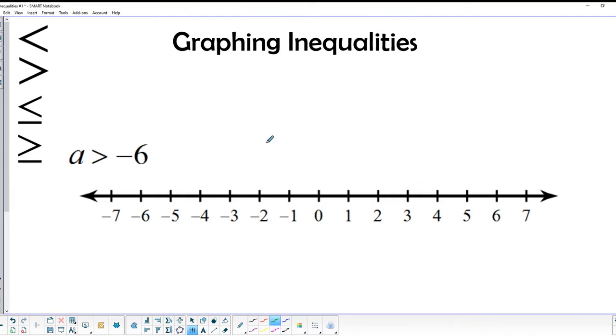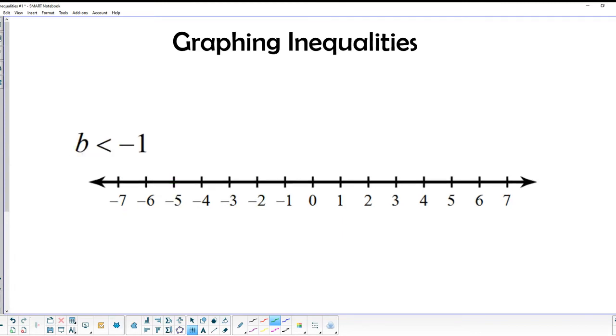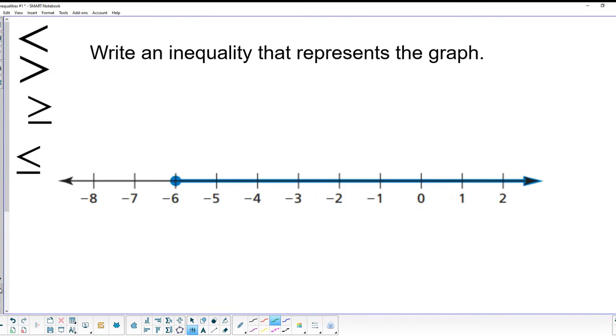How about a is greater than -6? Well, in this case, -6 is not part of the solution, so we will circle -6 with an open circle, and then we'll have an arrow indicating that all the numbers greater than -6 are in this direction. How about b is less than -1? Well, let's circle -1 with an open circle and an arrow going to the left. Those are all the numbers that are less than -1.